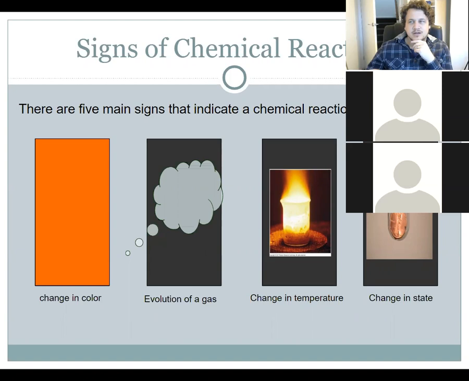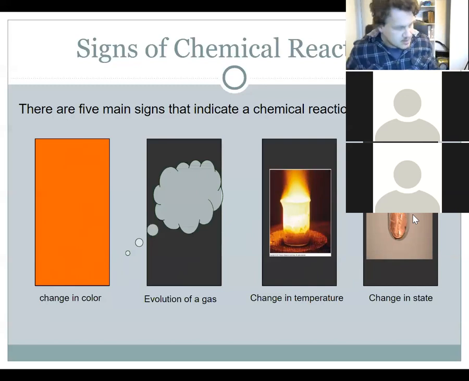Everyone has written, or thought of, things that they think are chemical reactions. Of those things, think where a change in color has occurred, where perhaps a gas is produced, there's been a change in temperature, so think of burning wood, or a change in state: has something turned from liquid to solid, solid to liquid, liquid to gas, and so forth. For all of those, I'll give you a couple of minutes. Think of some chemical reactions where this takes place. Write them down.